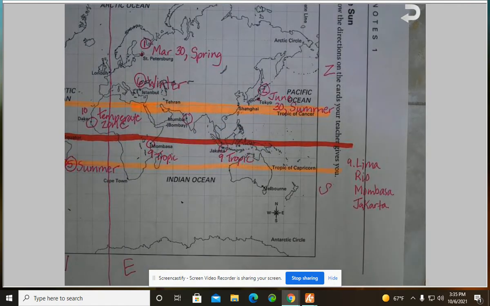And that is the Earth and the Sun seasons.